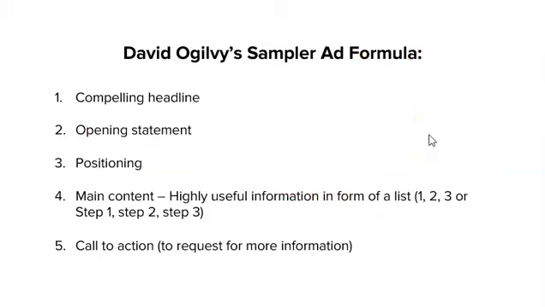All the adverts have a compelling headline. They have an opening statement. They have a positioning statement. And what he does with the main content in all his adverts is to give out very useful information in the form of lists like number 1, number 2, number 3, step 1, step 2, step 3. And at the end of each advert, it gives a call to action for people who want more to request more information. And this is similar to what we are doing with the 72 IG funnel.